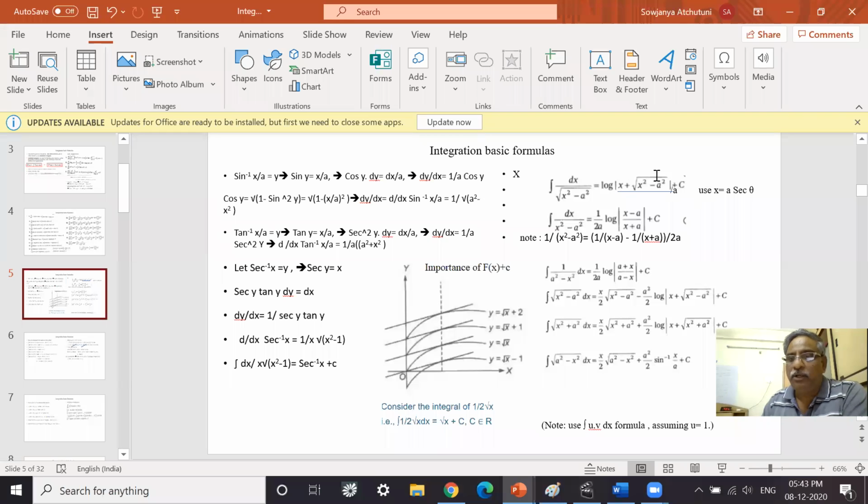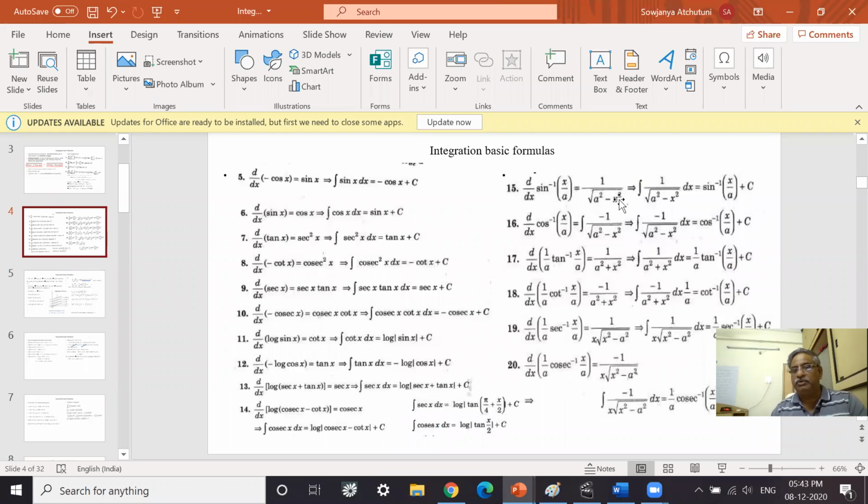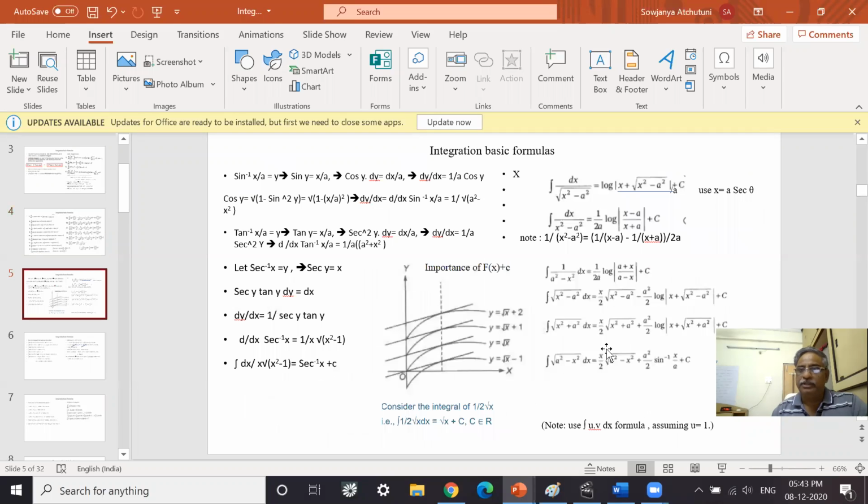So let us understand how this formula has come into the picture: dx by square root of x square minus a square. See, this is not in any standard format. All the earlier ones have a square minus x square, this is not x square minus a square, and this is also a square minus x square. A square plus x square, the root is not there, so it slightly tallies with this, but x is there, so this is slightly different. The integral of dx by square root of x square minus a square is log of x plus square root of x square minus a square plus c.